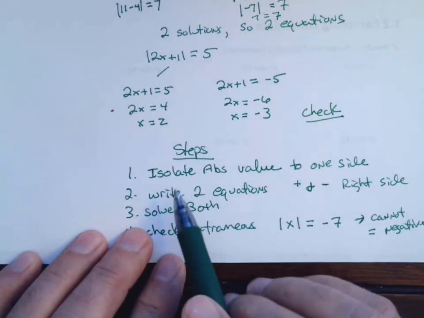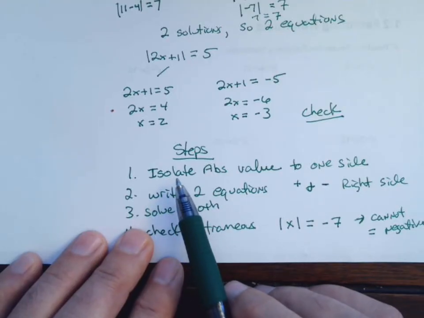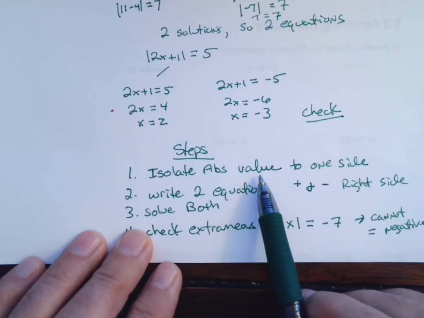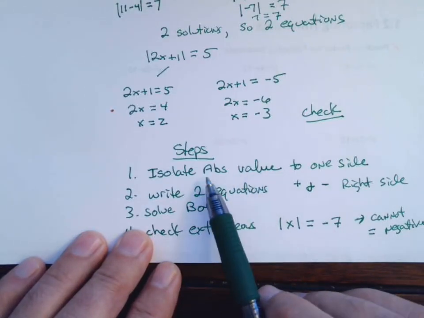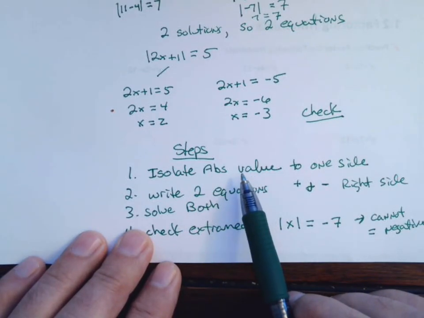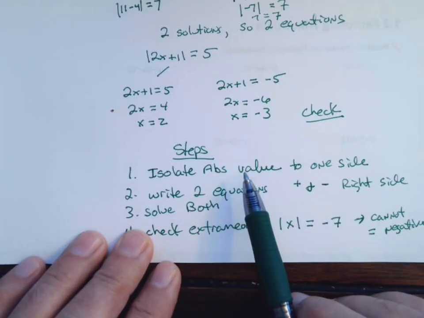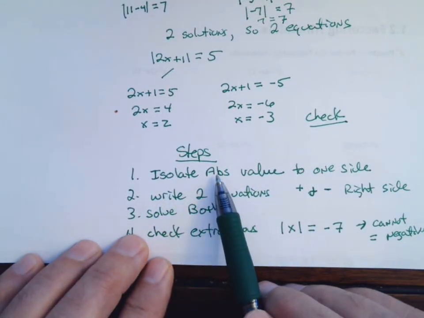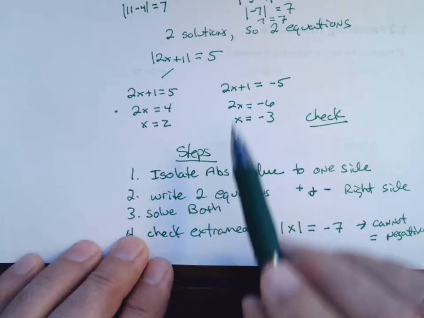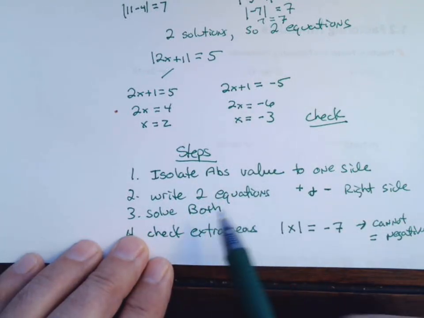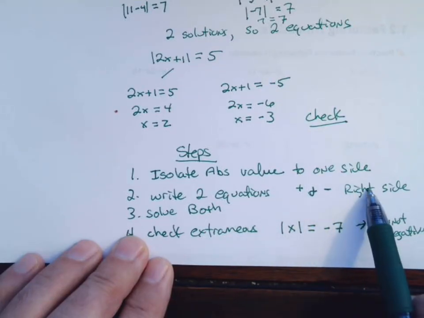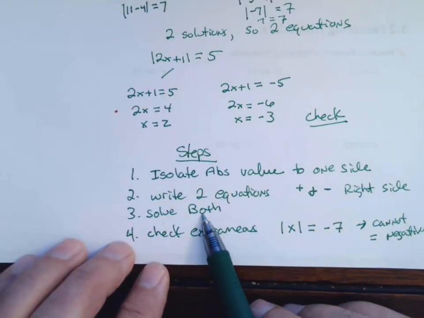Okay, so the steps are real simple. What we haven't done, and I'll show you an example in a minute, the first thing you need to do is isolate the absolute value to one side. Just like you try to isolate a variable to one side, you want to isolate the absolute value. So any numbers outside of the absolute value need to be removed like any equation. And then once you have isolated it, you write the two equations as we have done above, setting what's inside the absolute value to the plus of the right side and the negative of the right side. Solve both of those equations.